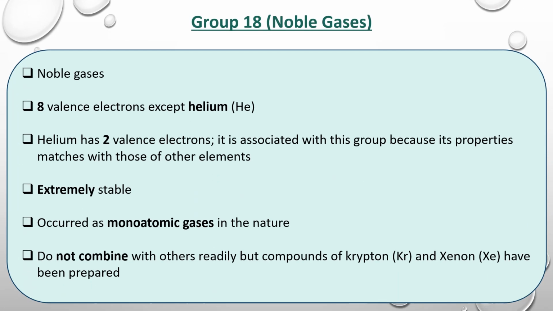Group 18, noble gases. In this group, elements are noble gases and have 8 valence electrons except helium. Helium has 2 valence electrons. It is associated with this group because its properties match those of the other elements. Extremely stable, they occur as monoatomic gases in nature and do not combine with others readily, but compounds of krypton and xenon have been prepared.